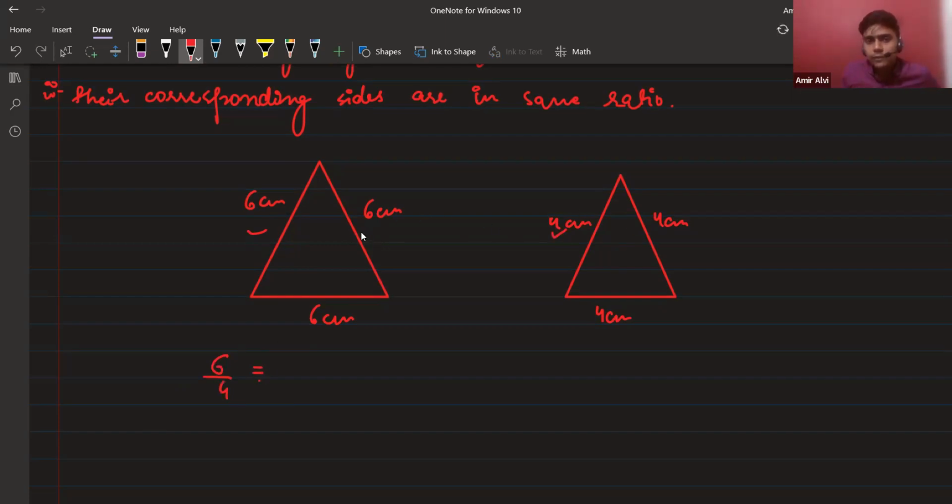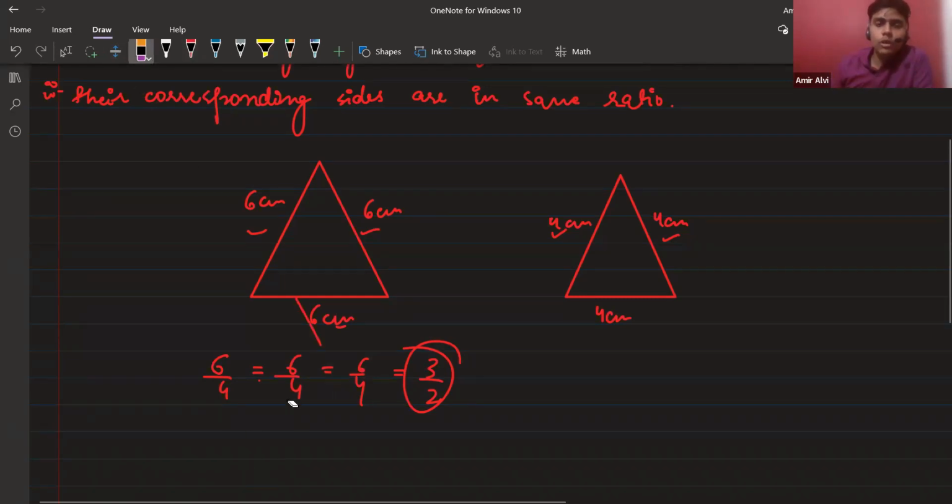Another ratio, this side will be taken with this side, clear? This will be 6/4, and this side will be taken with this side, 6/4. Now 6 by 4 you can see is nothing but 3/2. All the sides are in the same ratio. Clear? Any doubt? That's what the second line represents.